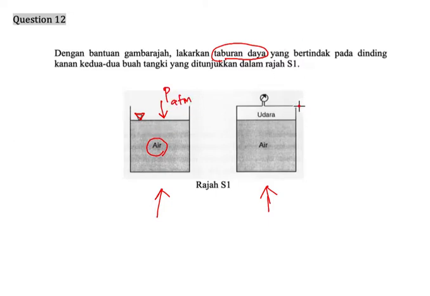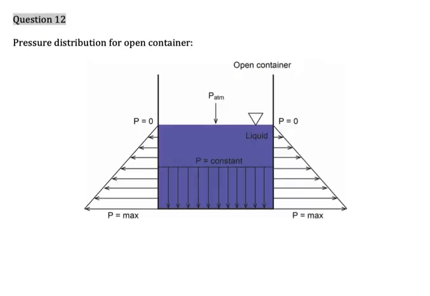On the right side is a closed tank, which contains water, and we have an air trap at the top here, and this air gives us a specific value of pressure. And then we could draw the force distribution like this one.